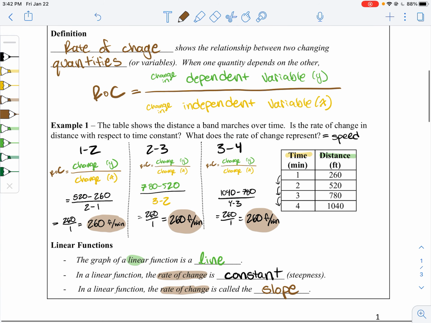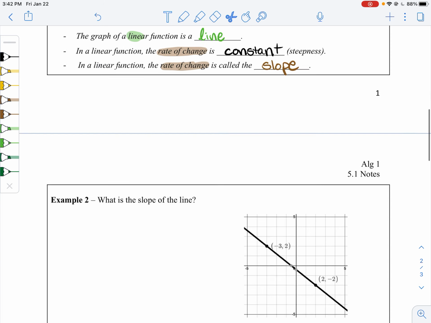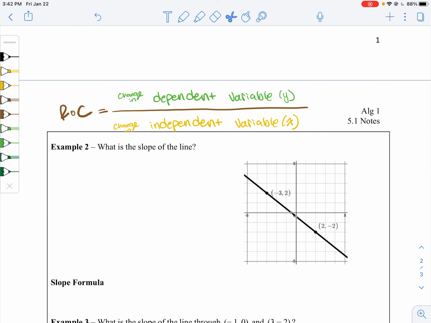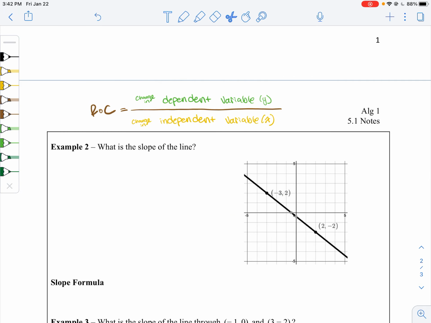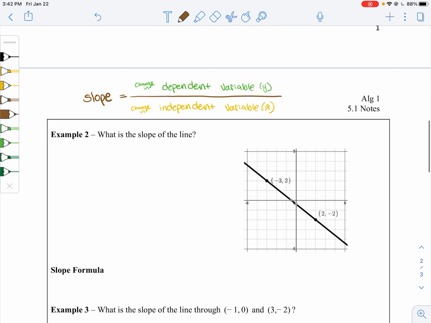Now, I've claimed that the rate of change here is equal to the change in the dependent variable over the change in the independent variable. Let's clean this up. First of all, rate of change, we're going to call that slope. And what is our dependent variable here? It's y. So it's just the change in y over the change in x.